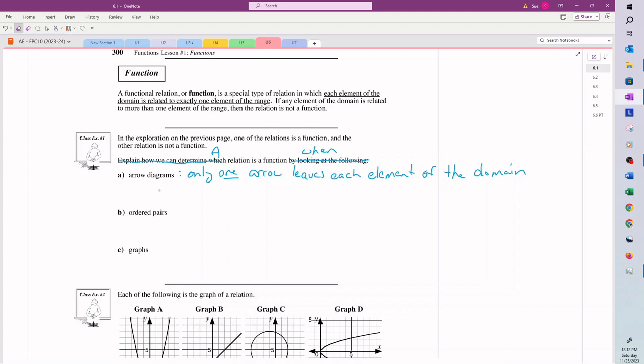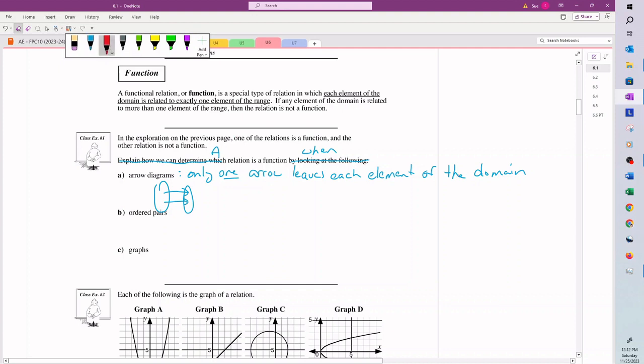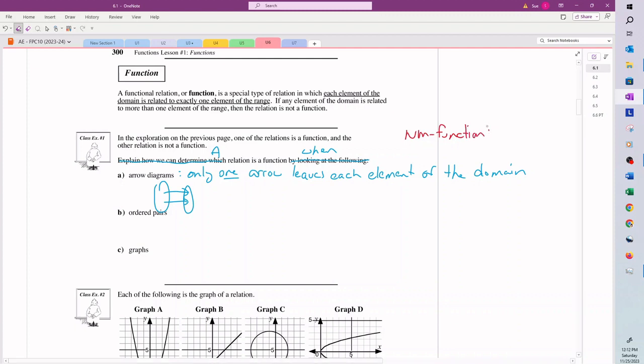Okay, so that means it looks like this. We have one arrow going from each element of it. Okay, and then I will do a non-function in red. So if I have it like this, and I have one element in the domain goes to two things in the range, that's not a function.